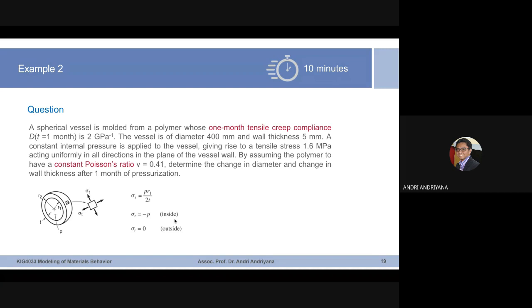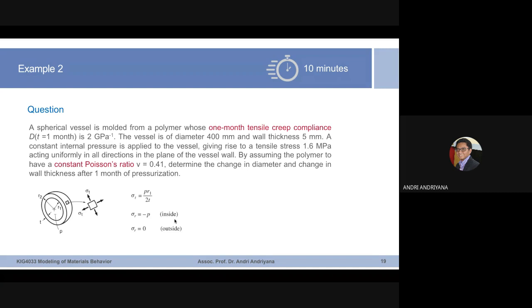A spherical vessel is molded from a polymer whose 1 month tensile creep compliance is 2 gigapascal minus 1. The vessel has a diameter of 400 millimeter and wall thickness of 5 millimeter. A constant internal pressure is applied to the vessel, giving rise to a tensile stress of 1.6 megapascal, acting uniformly in all directions in the plane of the vessel wall. By assuming the polymer to have a constant Poisson ratio of 0.41, determine the change in diameter and change in wall thickness after 1 month of pressurization.